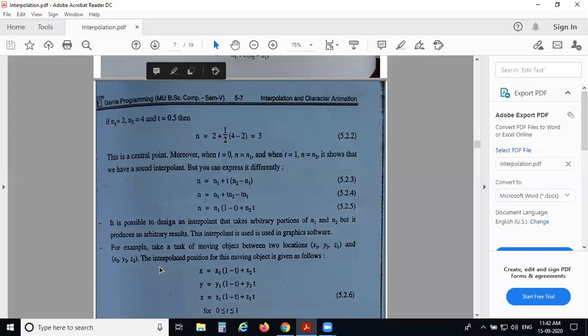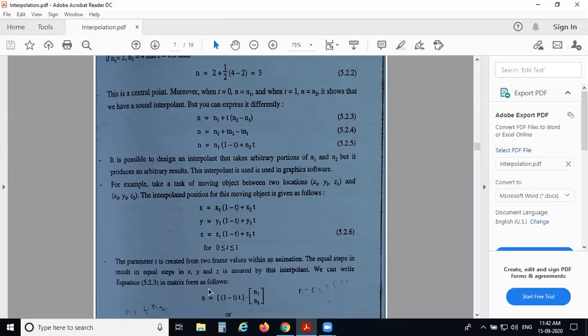Okay, then the interpolated positions are calculated as x is equal to x1 in bracket 1 minus t plus x2 into t. The next one is y is equal to y1 in bracket 1 minus t plus y2 t and z is equal to z1 in bracket 1 minus t plus z2 t. ओके, याच्यामध्ये हा जो टी पॉइंट आहे किंवा पॅरामीटर आहे त्याची व्हॅल्यू 0 अँड 1 याच्या मिडल मध्येच असते.